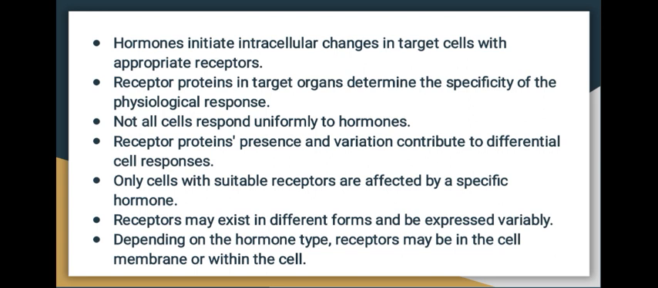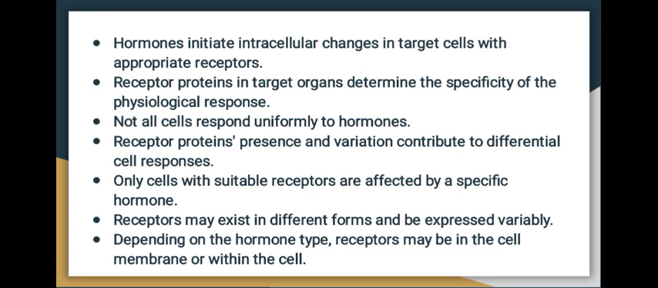Now we are considering some general important points related to this topic. So, factors affecting hormone action we mentioned. Now some general points. Receptor proteins in the target organ determine the specificity of the physiological response. Not all cells respond uniformly to hormones. So receptor protein presence and variation contribute to differential cell responses. So these are some basic aspects related to hormone action.